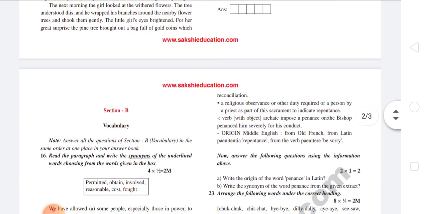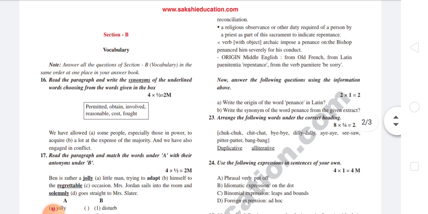Next, section B. So section B, English paper 2, starts with the vocabulary. Note, answer all the questions of section B vocabulary in the same order at one place in your answer book. Already we discussed that point, that instruction at the beginning of this question paper, so no need to take that time. In this section B, the question paper starts with the 16th question. So what is the 16th question?